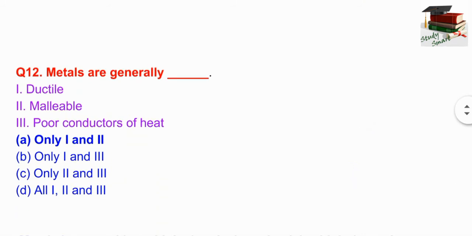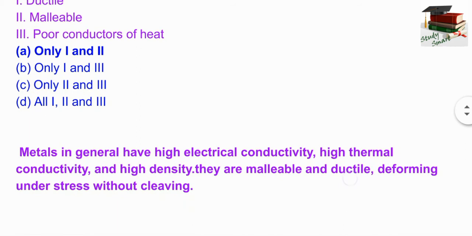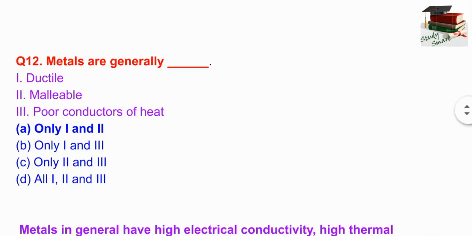Now see the next question. Metals are generally dash. First, ductility. Second, malleability. Third, poor conductor of heat. Characteristics of metals: high electrical conductivity, high thermal conductivity, and high density. They have malleability and ductility. Option A, only 1 and 2. Option B, only 1 and 3. Option C, only 2 and 3. Option D, all of these. So metals have malleability, ductility, and are good conductors of heat, not poor conductors of heat. So option A, that is only 1 and 2, is correct.